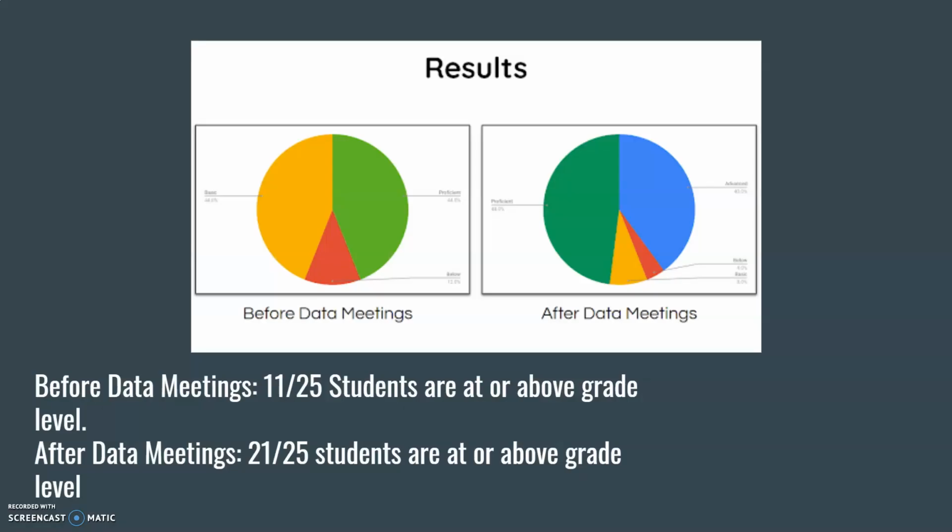Here are our results. Before data meetings, 11 out of 25 students are at or above grade level. After data meetings, 21 out of 25 students are at or above grade level. 10 students raised their grades after the data meetings on trying to figure out in what ways we can make classes and content more appealing. As we can see, that's a great way to go in order for students to succeed and increase their learning experience.